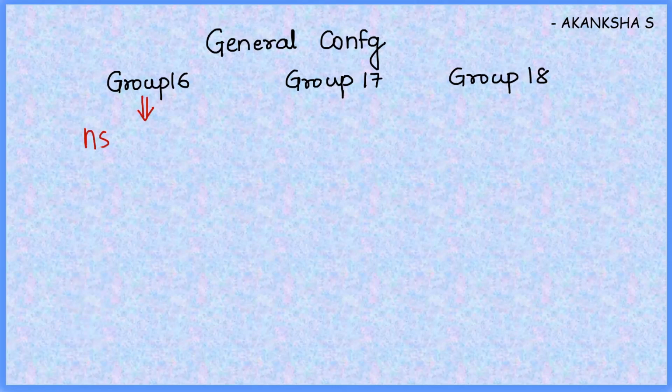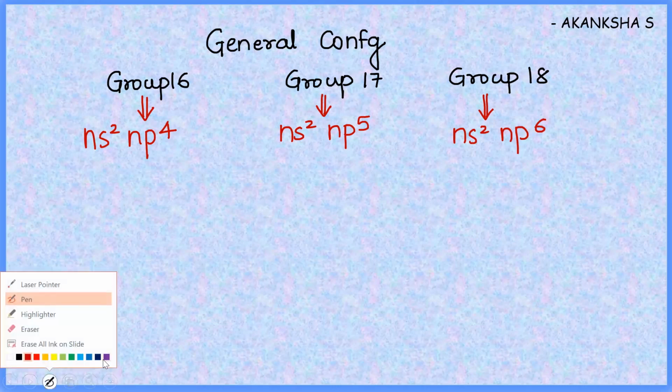Okay, now we are looking for group 16, group 17, and group 18. Correct. Now, group 16's general configuration from Aufbau we get is ns2, np4. Group 17 general configuration ns2, np5. And group 18 general configuration is ns2, np6. Now, let's say you don't remember it quite well, no problem.